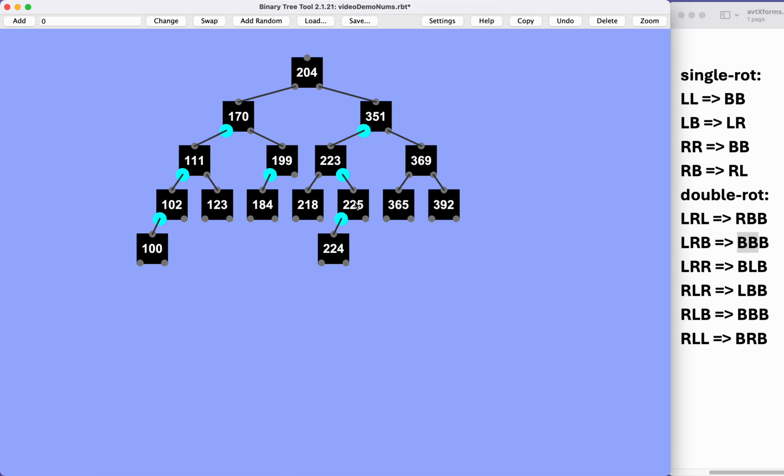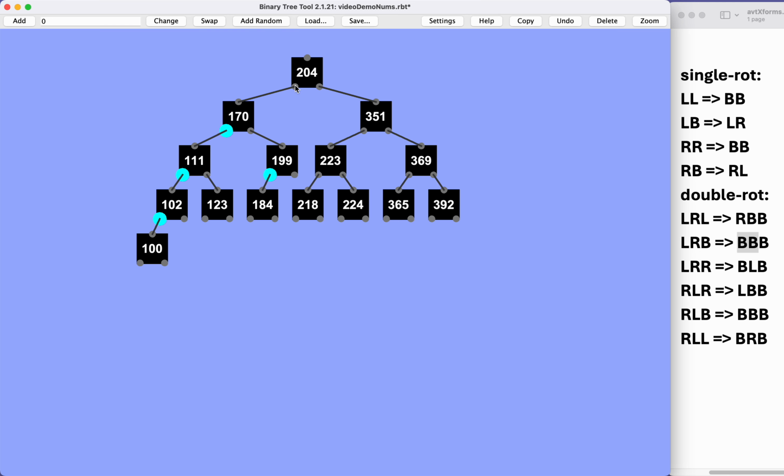Now we delete the 255. 255 is deleted, and 233 sees that its right child has shrunk. Therefore, it changes its balance factor to be balanced, but that means that 351 is seeing 223 as being shrunk, and 204 is seeing 351 as being shrunk, so ultimately 204 ends up becoming left leaning.